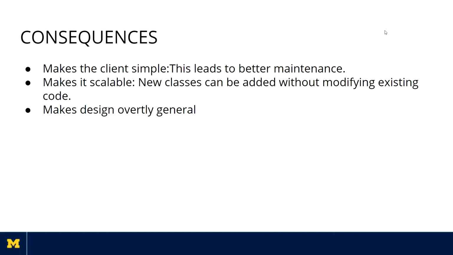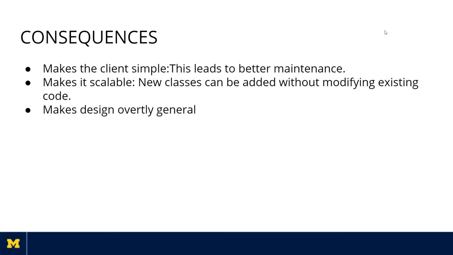Consequences of this pattern are: it makes the client simple, because clients do not know if they are dealing with leaves or composites, and that simplifies the client code a lot. Secondly, it makes it scalable, because you can add new classes, new leaves, new composites. It does not affect your existing code structure, and this is a very good benefit because it leads to loose coupling between your new classes and your existing structure.